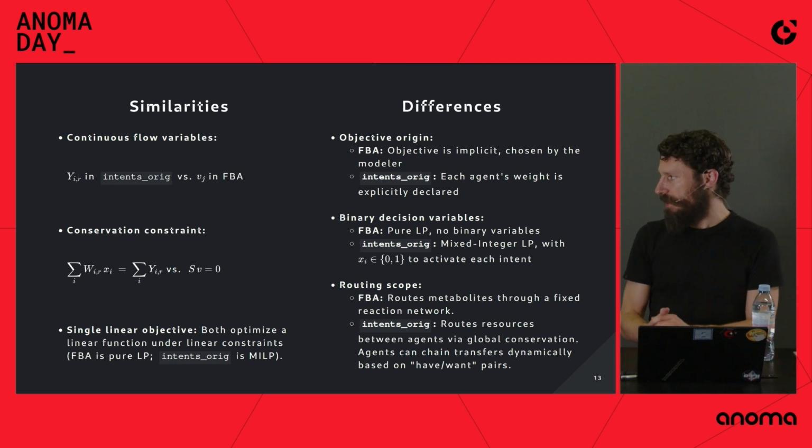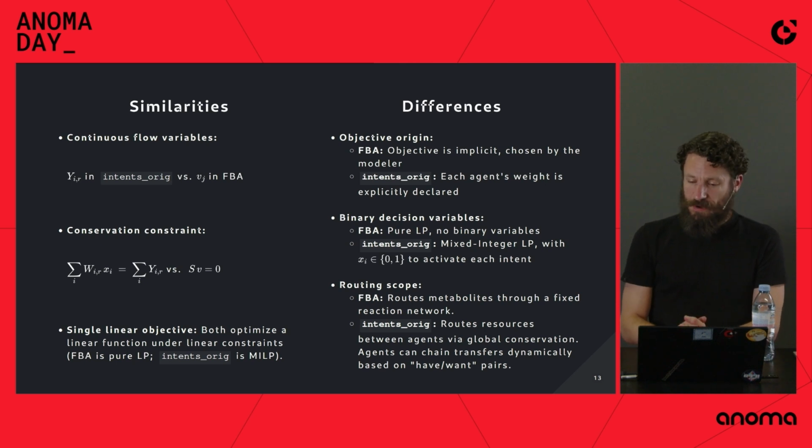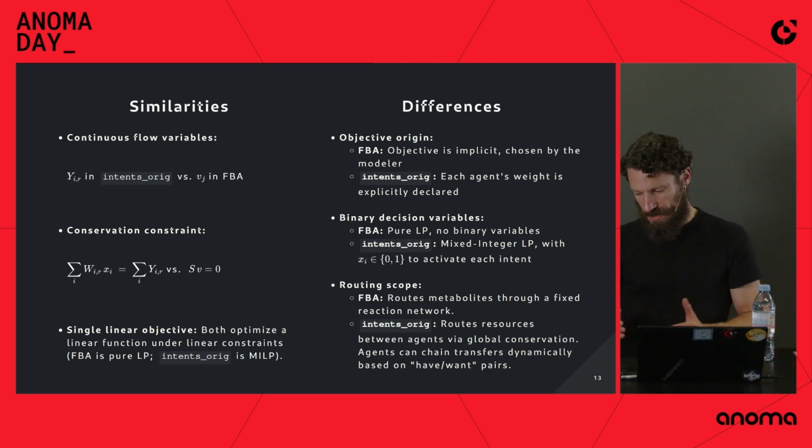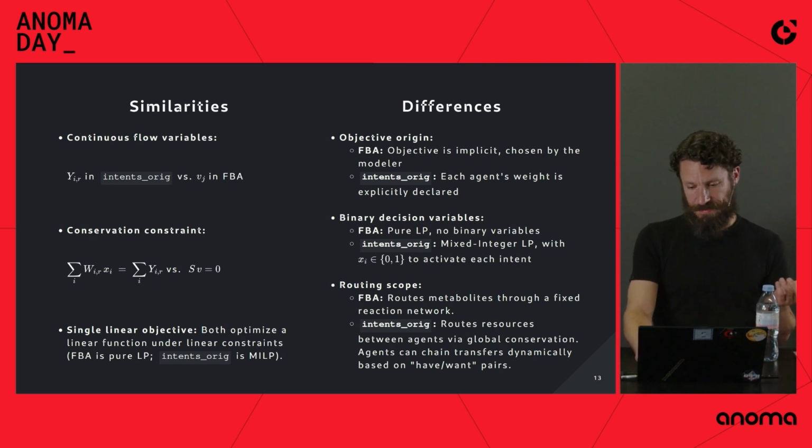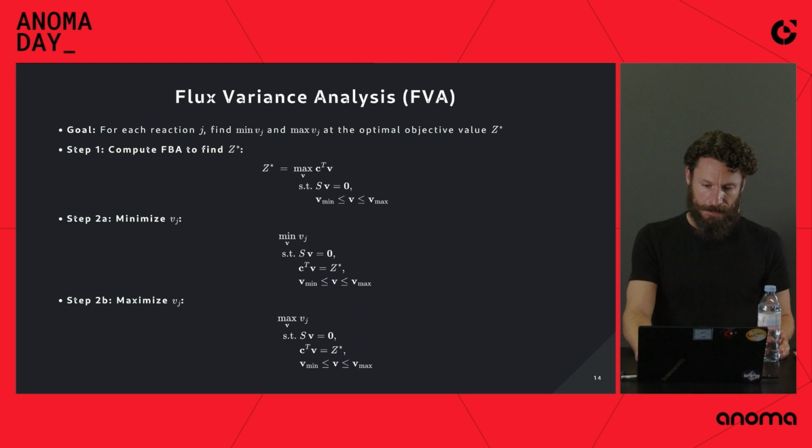So in FBA, it's metabolite routing through a network, and with intents, it's resources via some global conservation that needs to be attained, flowing through a system of agents, or intents in this case.